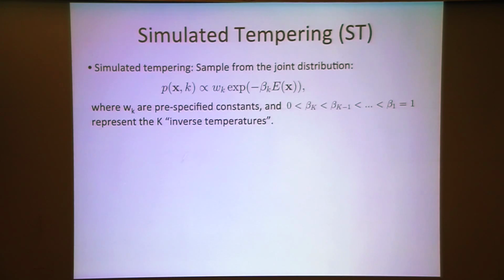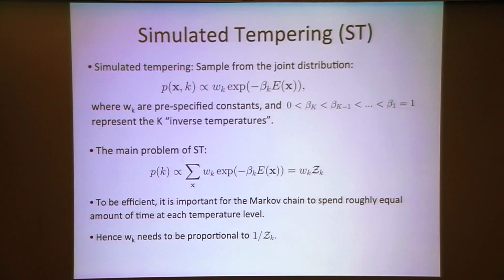There are also other techniques. For a couple of minutes, I just wanted to point out another technique called simulated tempering. The idea behind simulated tempering is you're trying to sample from this joint distribution, where again k indexes your inverse temperatures, but you have to define these predefined constants, these w sub ks. And the main problem of simulated tempering is that somehow these w sub ks need to be proportional to the normalizing constants. So simulated tempering is a very powerful technique. It is also similar to tempered transitions. It tries to move between temperature levels.